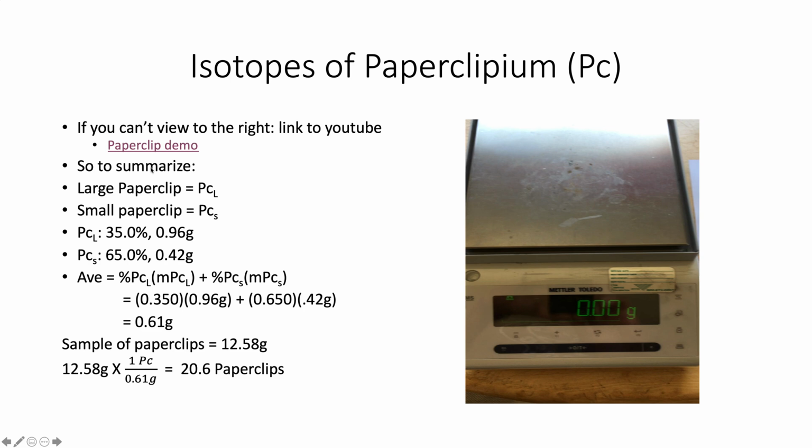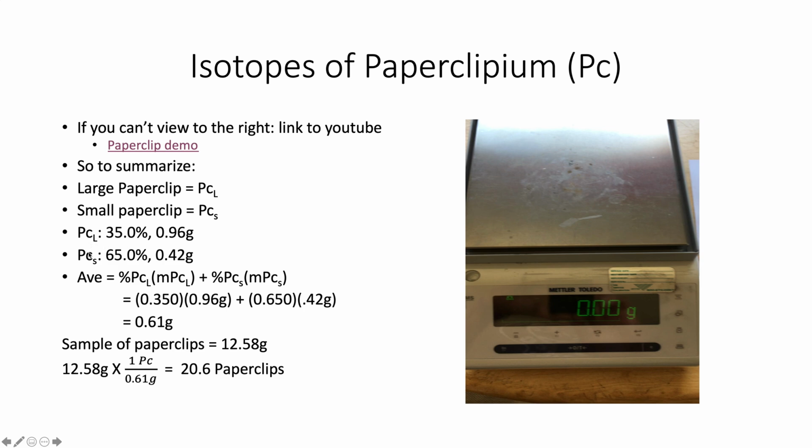In this video, what I did is I had paper clipium. I call it paper clipium. And so I have paper clips. That's similar to isotopes. Same thing, different size. So large paper clips, right? I'll call them PCL. Small paper clips, PCS. Again, watch the video. It's pretty cool. It's a little cheesy because I'm doing it with one hand and filming it with the other, but still.